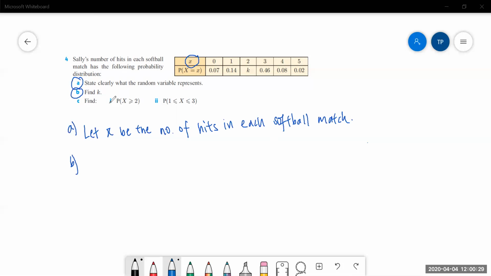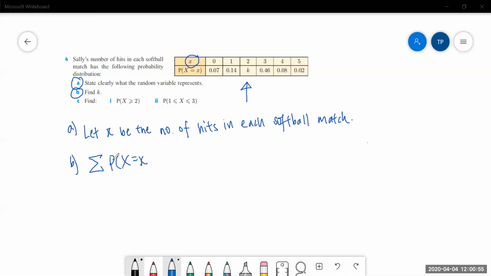So understand the setter's intention. When they ask you to find K, where is K? K is right over here. What is the setter trying to test you on? Why did the setter put the K here? Because they want you to know that the total probability is 1. Solid. That's exactly what they will want to hear. So you know that they're testing you on this probability, right?